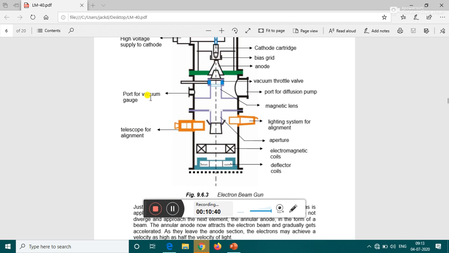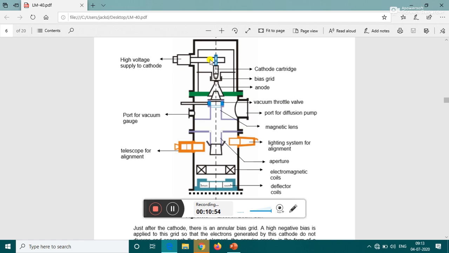Now we can combine the port of vacuum gauge, vacuum throttle valve and port of diffusion pump. You must know that the whole system works under vacuum. This electron gun and the whole machinery of electron beam machining works under vacuum. Why? Because if no vacuum is there, the electrons produced from the cathode cartridge may collide with the air molecules, and the expected velocity won't be gained. So it is necessary to ensure that the whole system works under vacuum.